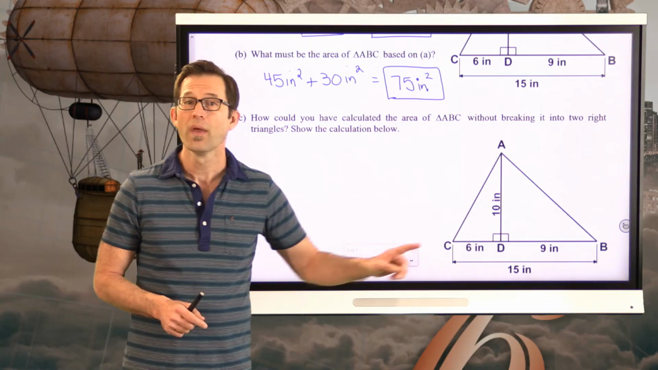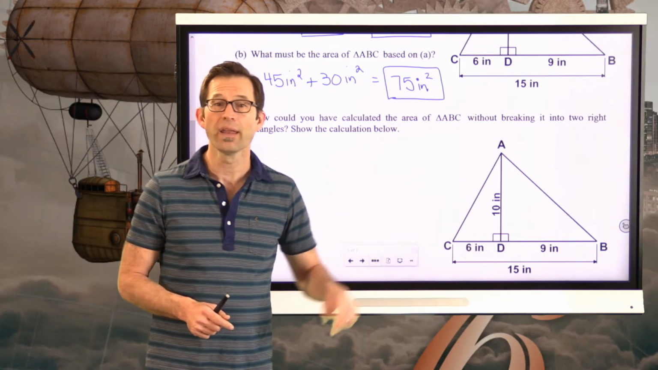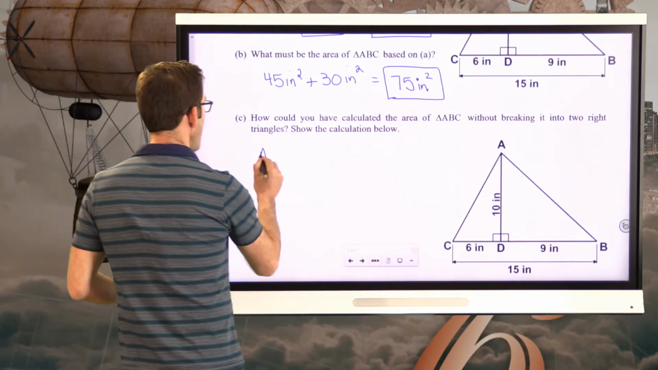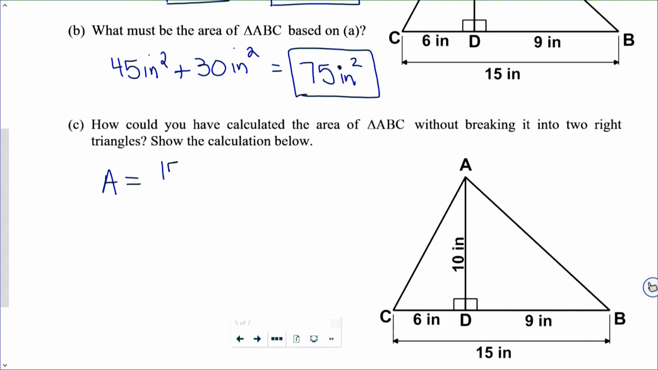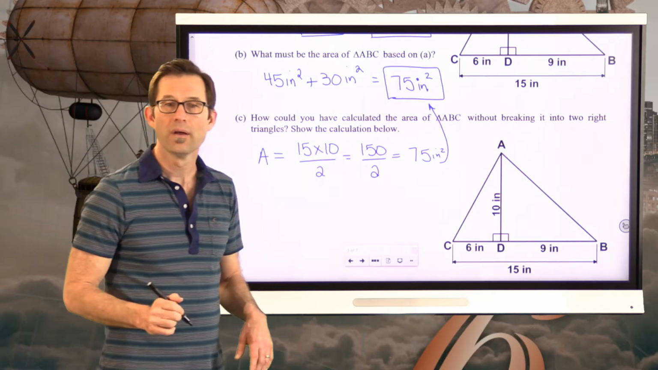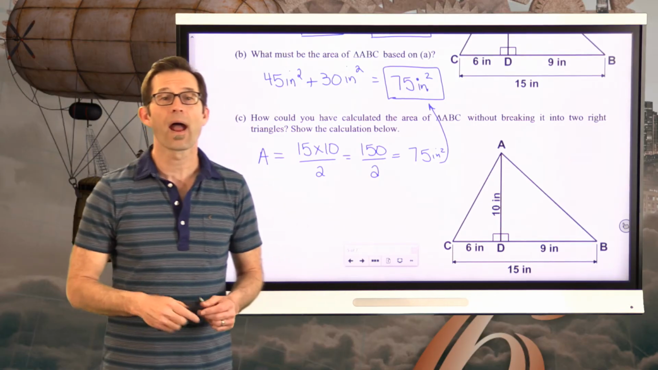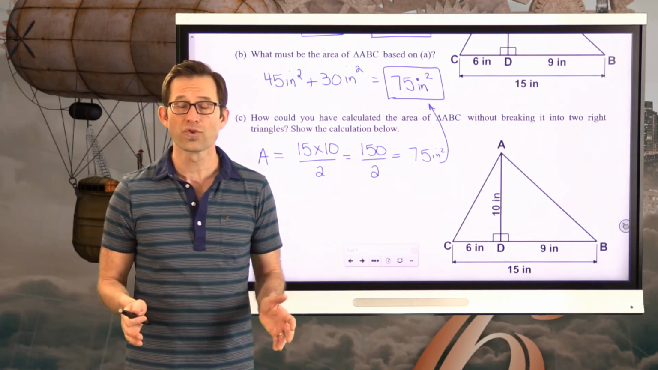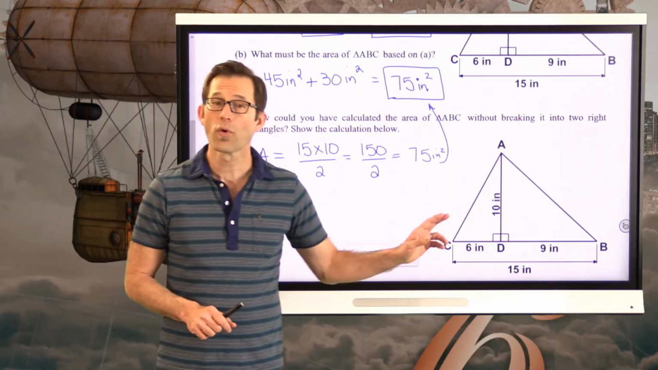Take a look. If its base is 15 and its height is 10, then the area, which would be 15 times 10 divided by 2, is 150 divided by 2, and that is still 75 square inches. The point here is that our formula for the area of a right triangle now works for one of these triangles.